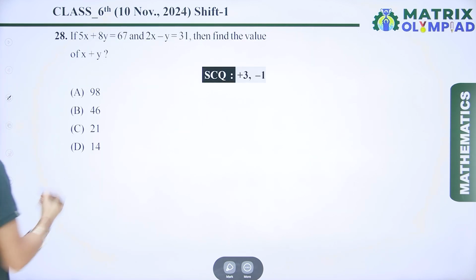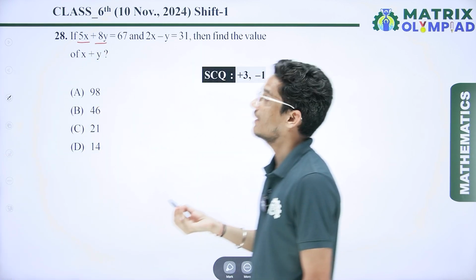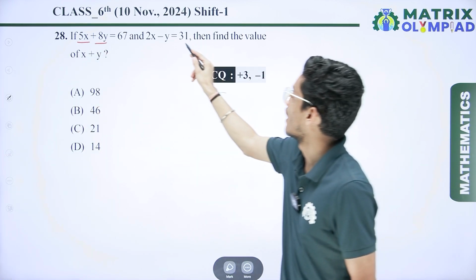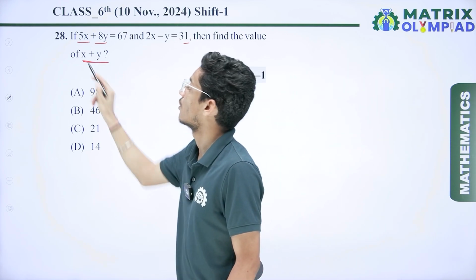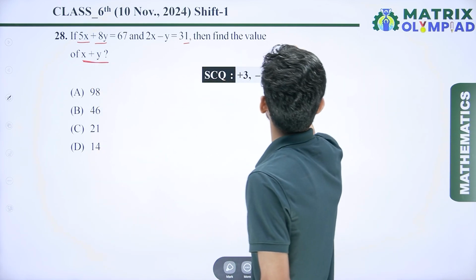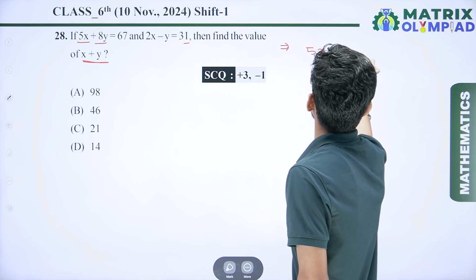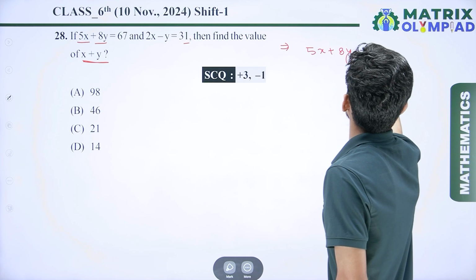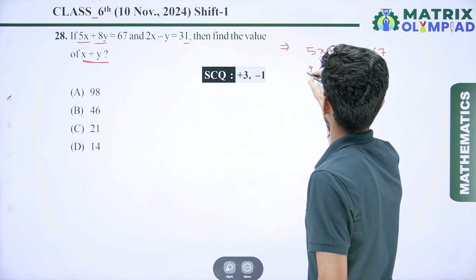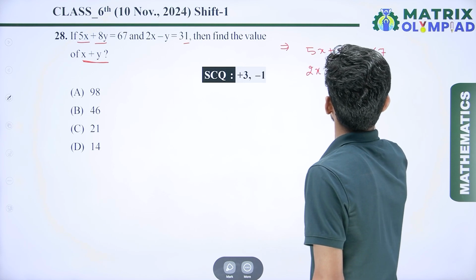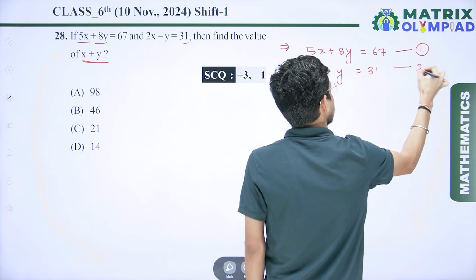So now if I talk about the next question, that is, if 5x plus 8y is equal to 67 and 2x minus y is equal to 31, then we have to find the value of x plus y. Simply, we have given first 5x plus 8y is equal to 67, and second, 2x minus y is equal to 31. So let's assume this is equation number 1 and this is equation number 2.